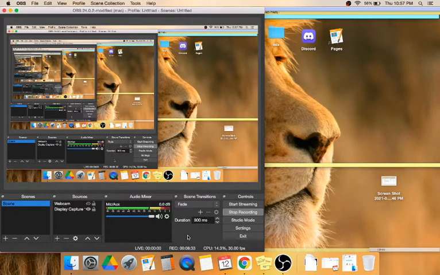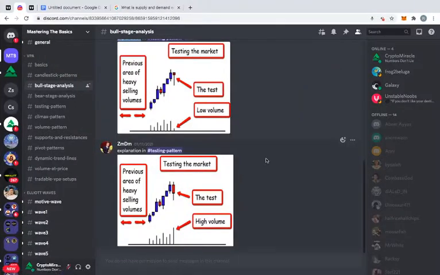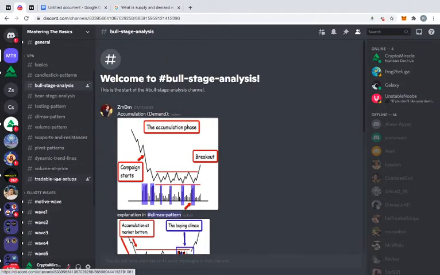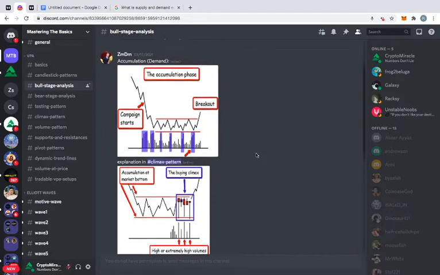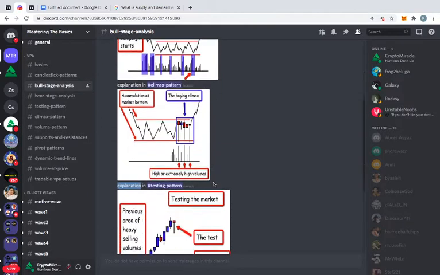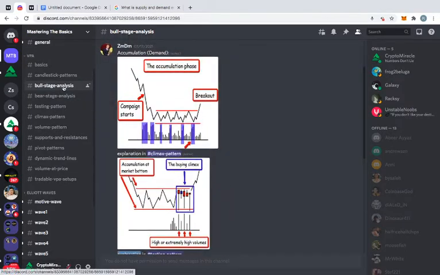But at the end of the day, it's all about having these stages in the market, and having strategies, tradable setups that you trade within the accumulation phase, the trending phase, and whatnot. So remember, a bull stage analysis, and we're also going to have the complete market cycle or market phases.